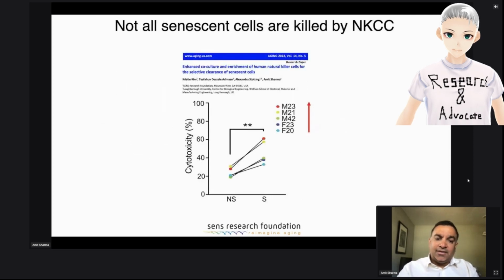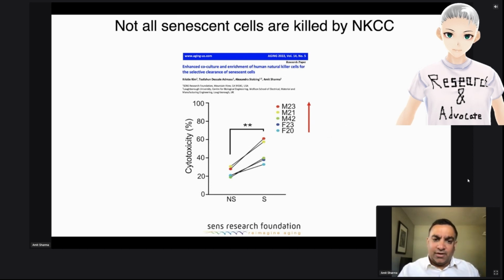But we did find that even in the best of circumstances, NK cells can kill senescent cells more effectively than non-senescent cells, but it is not perfect. This was done in human subjects. We found that regardless of the age, in this case, I'm showing the data from all young males and females. M is male and F is female, and this is the age of those individuals. We did not find enough, even under best enrichment conditions, when we isolated these NK cells from the patients.